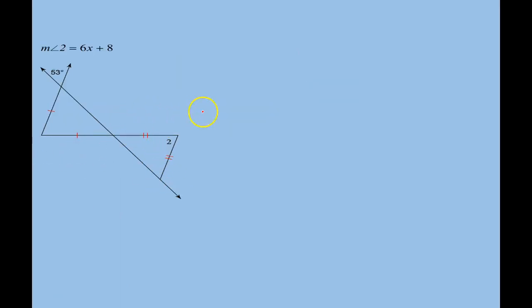Here's another one like that, except you're going to have to solve for x after you find the measure of that angle. Again, if this is 53, this is 53, so is this 53. So how do we find the measure of this angle? Yeah, 180 minus, what is 53 plus 53? 106. So what is that? 74. So the measure of this angle is 74. So I'll just plug it in.